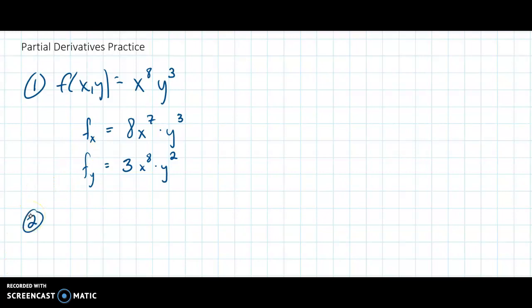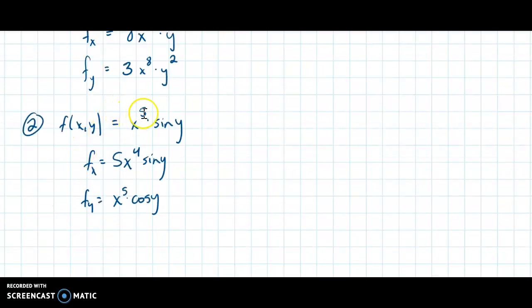Okay, so next one we're going to do is f of x comma y equals x to the 5th times sine of y. Go ahead, hit pause, see if you can do this one. Here comes the answers. X to the 5th times sine of y. What do I do? F sub x, 5x to the 4th is the derivative of that, and then this just stays the same. F sub y, I take the derivative of the y piece, which is cosine of y, and the x to the 5th just stays the same. Hopefully you're good with that.